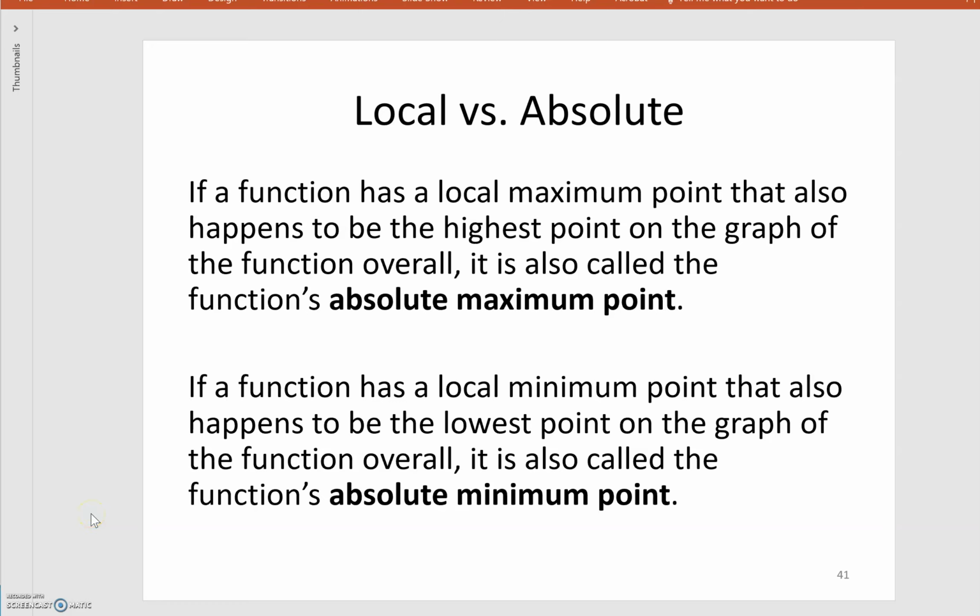Continuing our discussion about turning points, let's talk about local versus absolute maximums and minimums. So I mentioned this a moment ago in a previous video, but let's give you a full definition. If a function has a local maximum point that also happens to be the highest point on the graph of the function overall, it is called the function's absolute max.